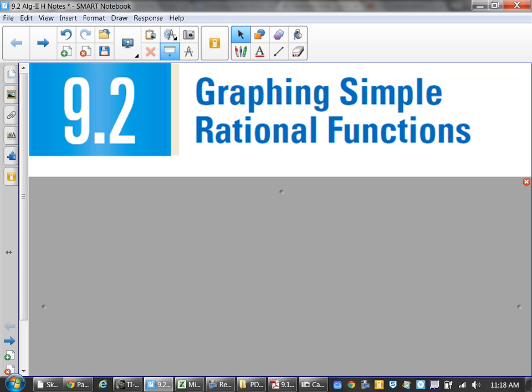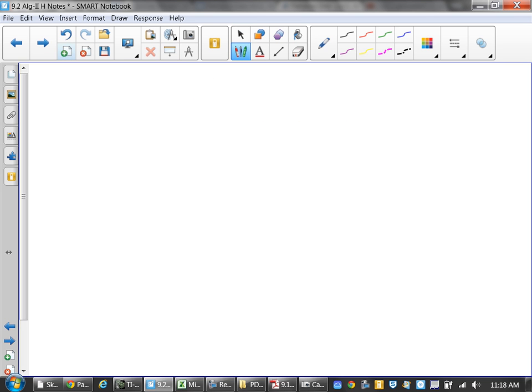So in this case, what I'm looking at doing is graphing some very simple rational functions. First, I want to show you what a rational function looks like. Any rational function is some f of x, otherwise known as y, equal to some polynomial divided by some other polynomial.